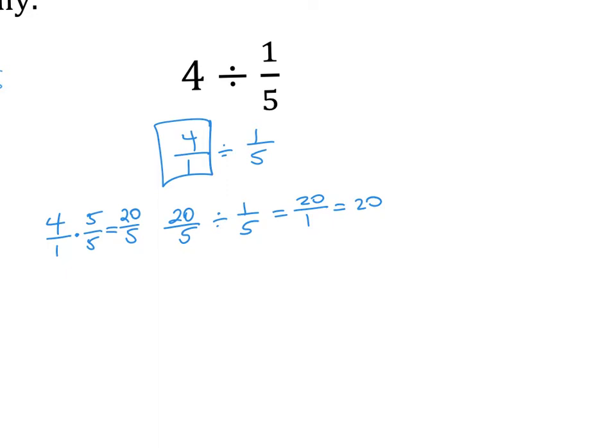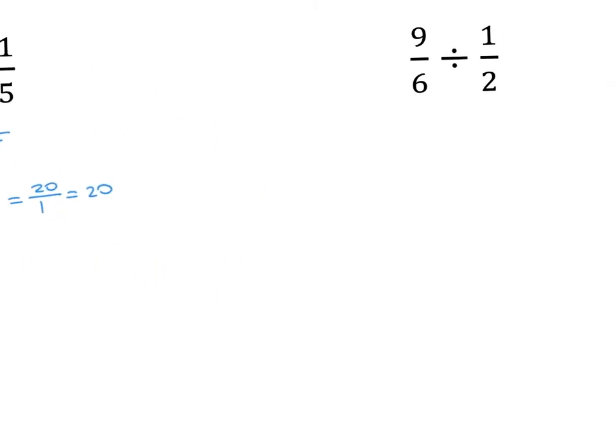Another way of looking at this is if you were to take 20/5 and imagine those being split up into groups of 1/5, you would end up with 20 sections. So another way is just to envision 20/5 being split up into groups of 1/5 to get the 20 sections. All right, go ahead, pause the video, and complete the last problem.